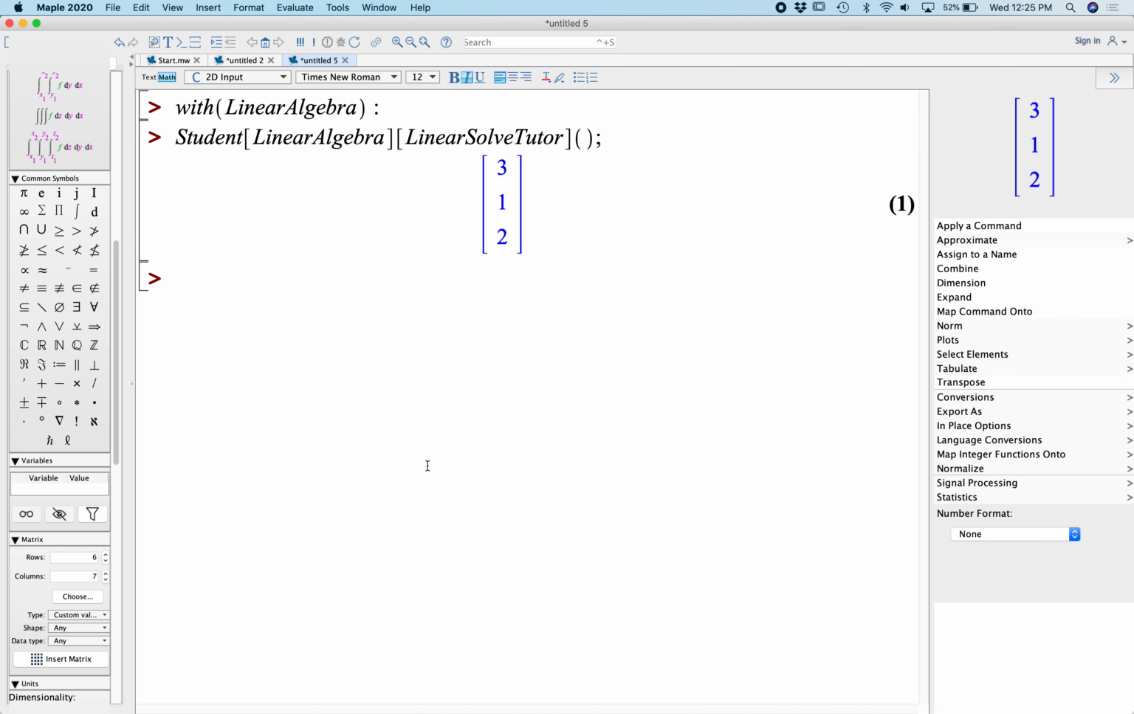And so, just closing out, this is the display of what we have for the second system.